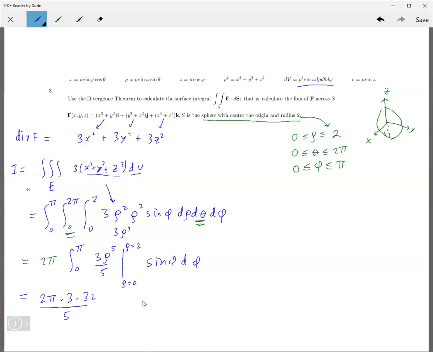And then we can integrate this one, so that's negative cosine from 0 to pi. Now, if you put a pi in, cosine of pi is negative 1, so that's actually going to be positive 1. And then subtract a negative 1, that's going to be 2. Okay, so all that's going to be 2. So we got 2 pi times 3 times 32, and this one is times 2. So we have all that, which I calculated to be 384 pi over 5.